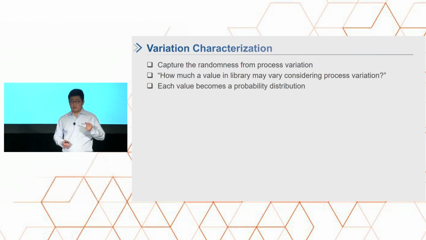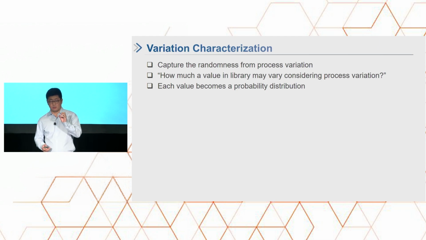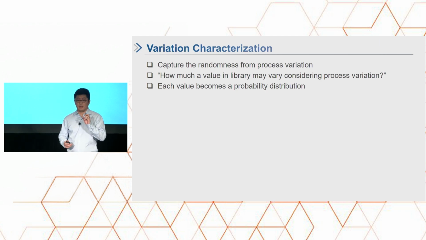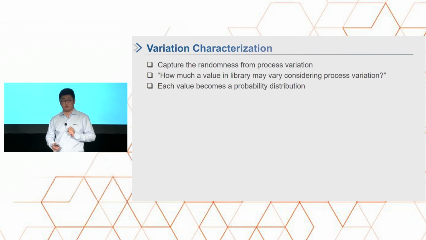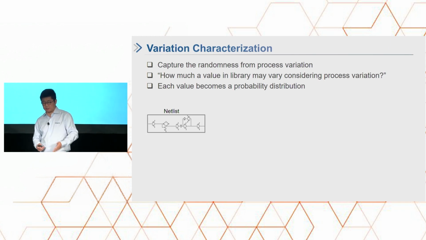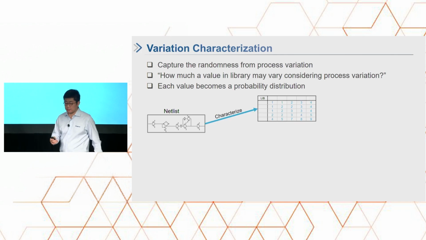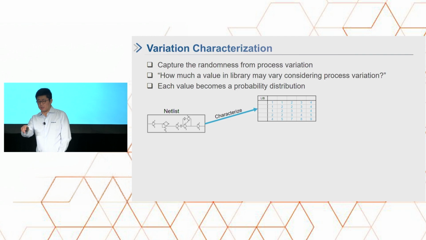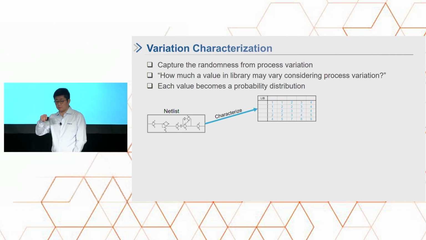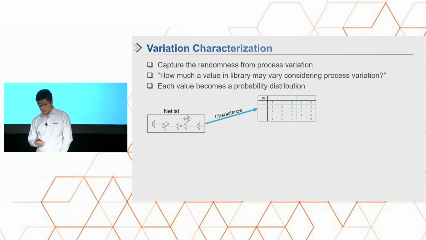Essentially, we're looking at each value that we characterize in the library as a probability distribution instead of a single value. So here is a diagram for that. We have the same netlist. We can characterize the delay, let's say, into a table. So for different input and output conditions, we can get a delay value. I'll just put some integers here.